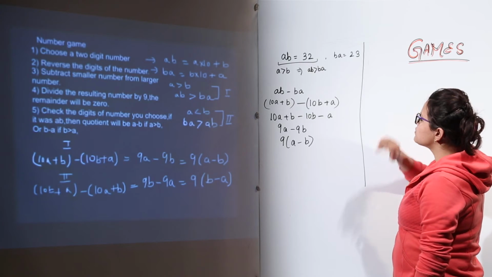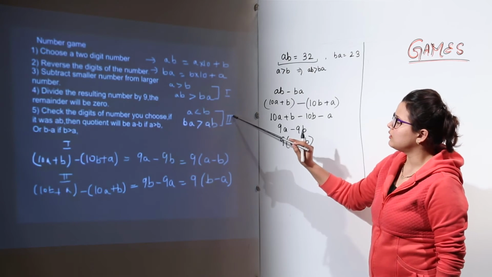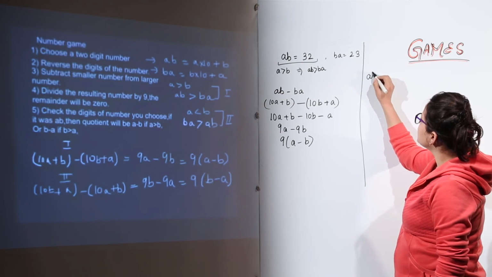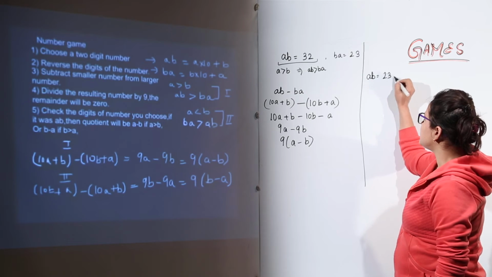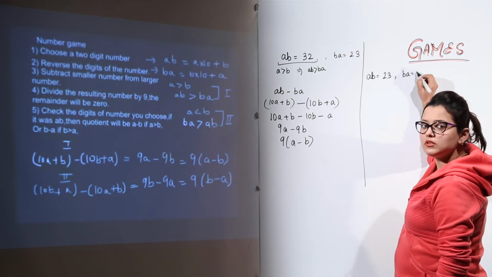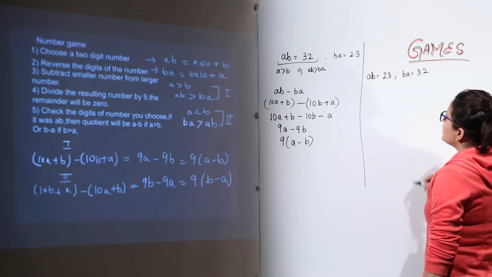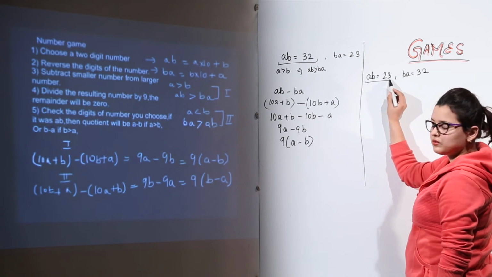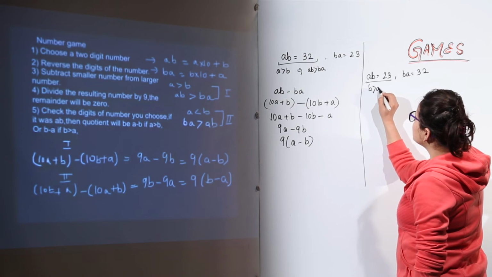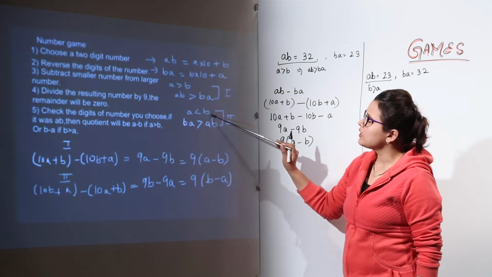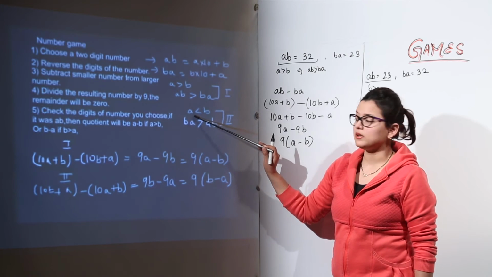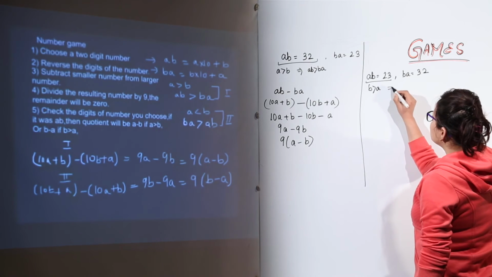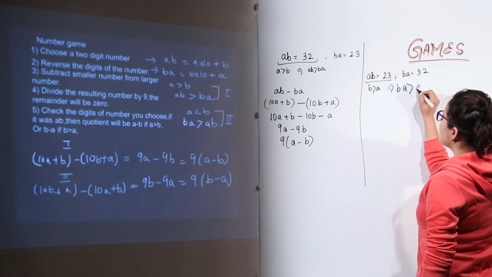Now if the other case would have happened, just as I have shown over here, let us check. If AB would have been 23, then BA would have become 32, reversing the digits. Now you check your digits. Out of this, A is 2 and B is 3. That means B is coming greater than A. Now as I have shown, if B is greater than A, what will happen? Your BA is going to be greater than AB. So we write that here, BA is greater than AB.